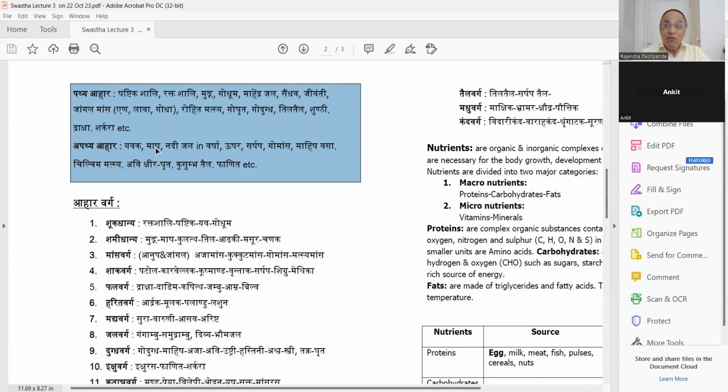No, it is heavy to digest. So only those with strong digestion, pitta people, can take it. Vata people cannot take it. Vatula, they can provoke the Vata dosha. Nadi Jala in Varsha Rutu. You know, always in the rainy season, there is contamination of the water.